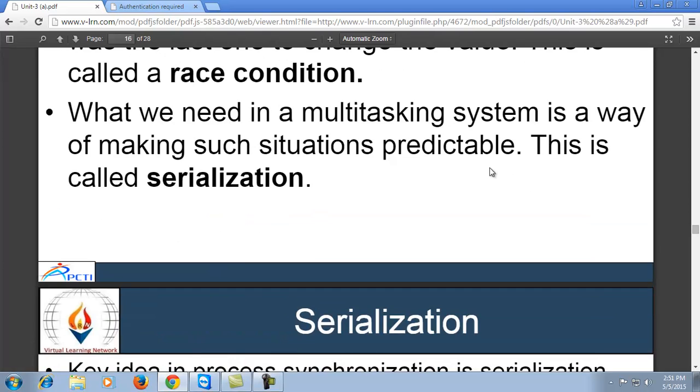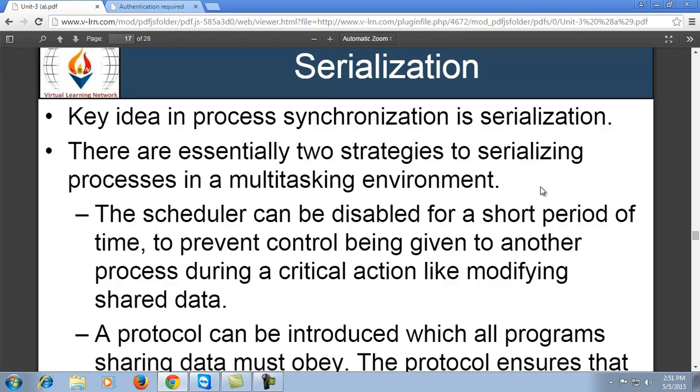Now the next is serialization. The key idea in process synchronization is serialization. There are essentially two strategies for serializing processes in a multitasking environment. The scheduler can be disabled for a short period of time to prevent control being given to another process during a critical action like modifying shared data.